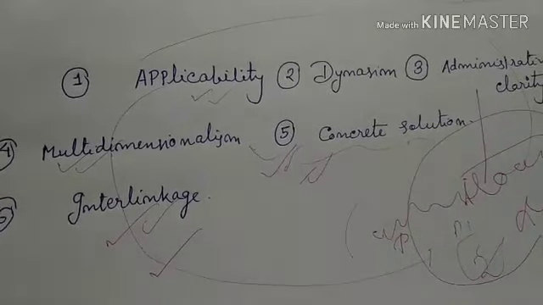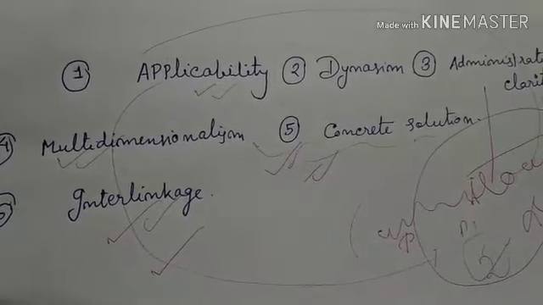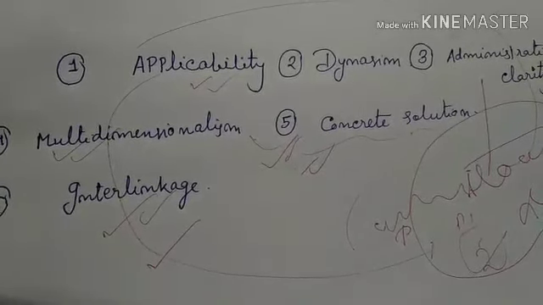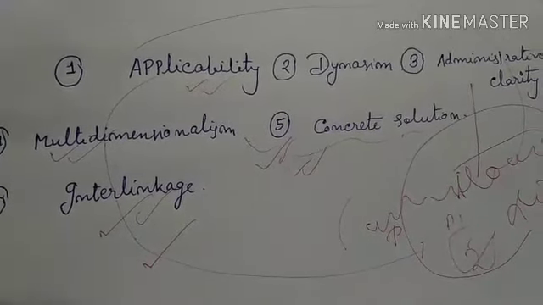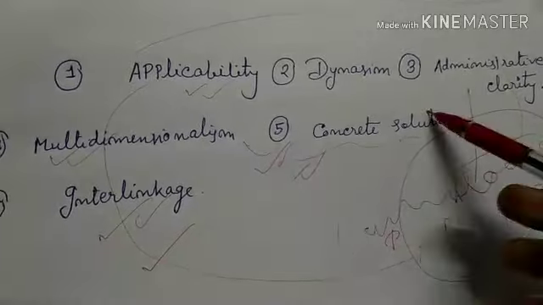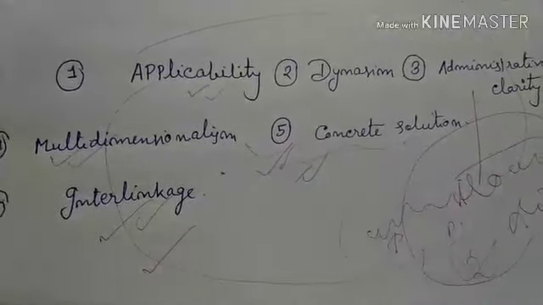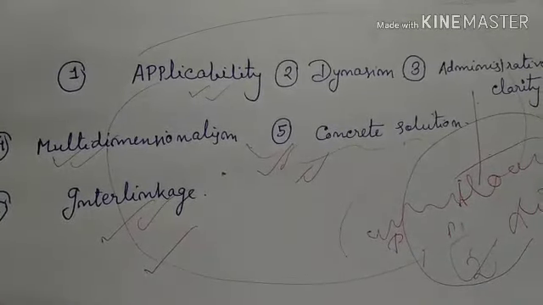Dynamism: as an administrator, you have to be very active about what is happening around you. That means the dynamic part of the world, the dynamic part of Indian administration, the problems of Indian administration. You have to keep notice of these things. Administrative clarity with flow chart and diagram, multidimensionalism, giving a foolproof solution, and interlinking both papers are very important.